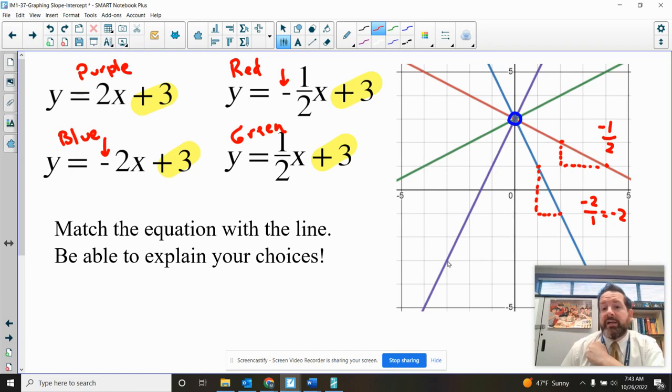And you can again do the check. On the purple line, to go from point to point, I've got to go up 2, right 1. Whereas on the green line, I go up 1, right 2. So we get that slope of +1/2.